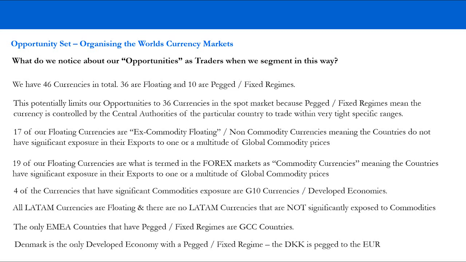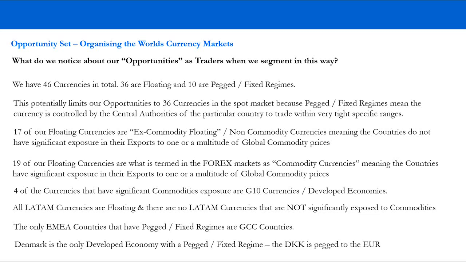The opportunity set is essentially working out where the opportunities lie to make money as traders. So we've got 46 currencies in total. 36 of them are floating, and 10 of them are pegged or fixed regimes. So this potentially limits our opportunities to 36 currencies in the market, because the pegged or fixed regimes mean that the currency value is controlled by the central authorities within very tight specific ranges.